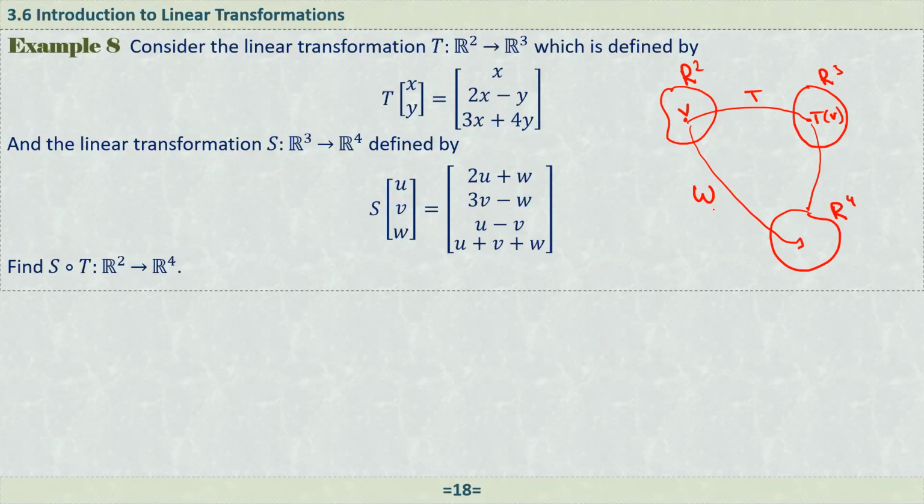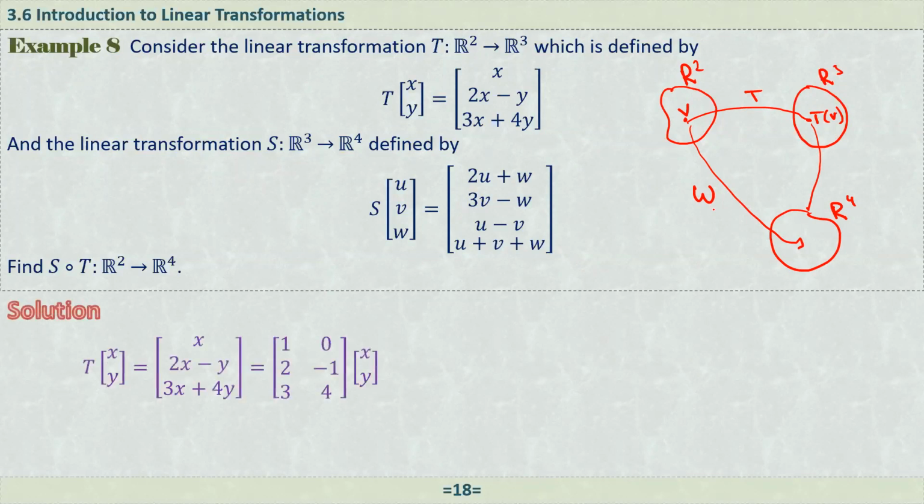We see the standard matrices of these. For the first one, T of (x, y) is x, the second component is 2x minus y, and the third is 3x plus 4y. I can write it as the product of a matrix and (x, y). For x, the row is 1, 0. For 2x minus y, just the coefficients, 2 and negative 1. And here we have 3, 4. So that is our standard matrix for this transformation.